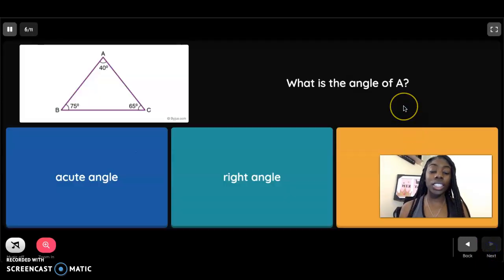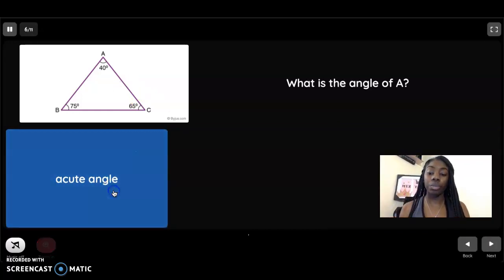So when we look at this image, it says, what is the angle of A? Well, we can see here that angle A is 40 degrees. Isn't that less than 90? So in that case, this makes this angle an acute angle.